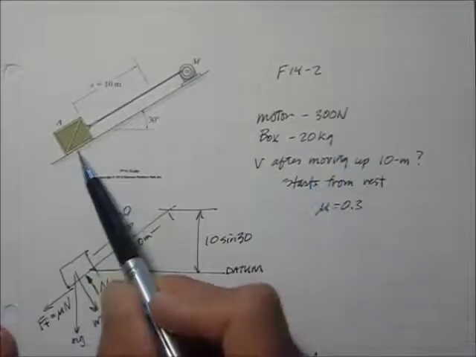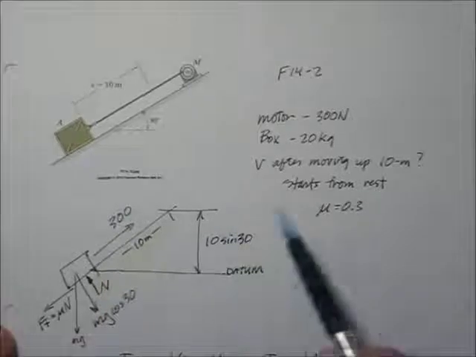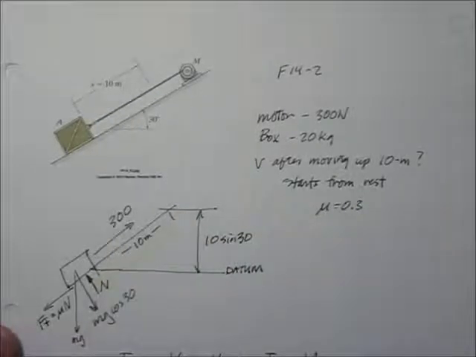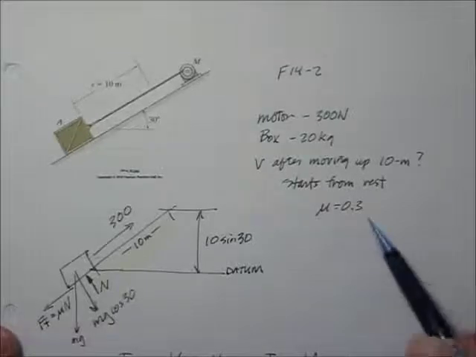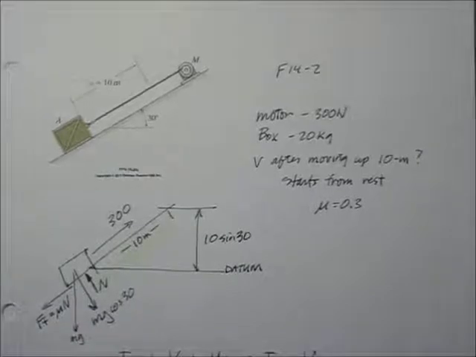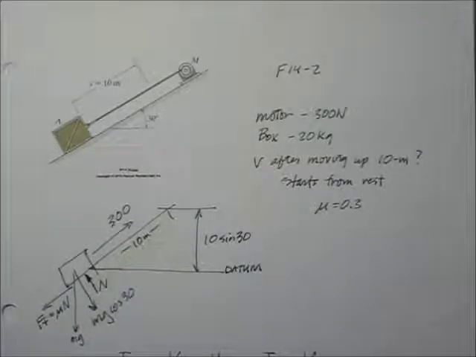And what we're going to say is it's starting from rest, and we're going to crank on this motor and start pulling it up the hill. We want to find out what the speed is after 10 meters, and it's got a coefficient of friction of 0.3. In inclined plane problems, in fact in any elevation change problems, we're going to have to set up a datum.